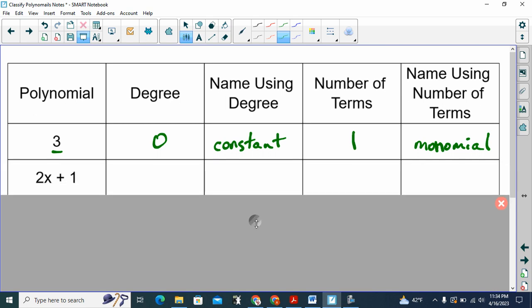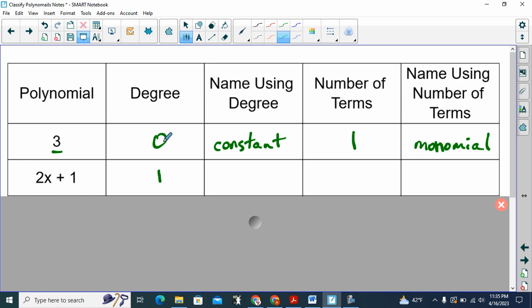Our next example is 2x plus 1. Degree is the highest exponent. I have an x, but there is no exponent on there. Remember, it's understood to have an exponent of 1 if it's not written there. Here I had no x's. I did not have an x to the first. Here I do have an x, but the exponent is missing. It's understood to be 1 in that case.